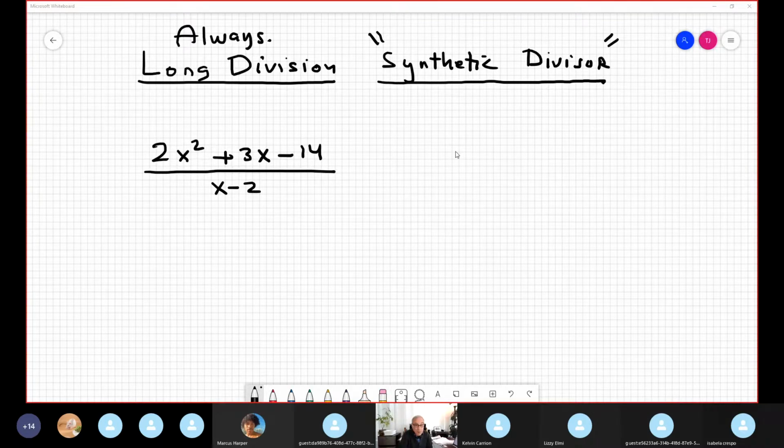Okay, now the only thing I explained was long division, synthetic division. Let's do it now. Long division uses this format. It's 2x squared plus 3x. So you put the expression on the top.